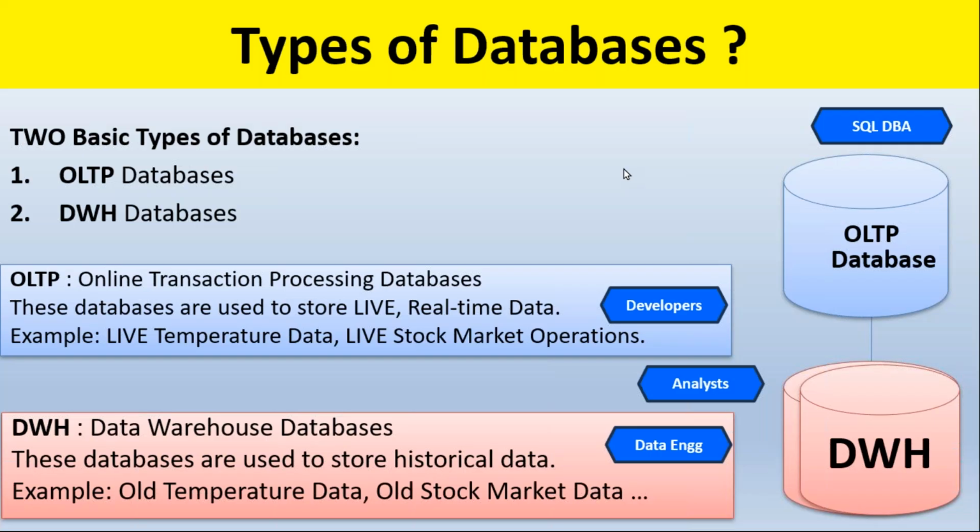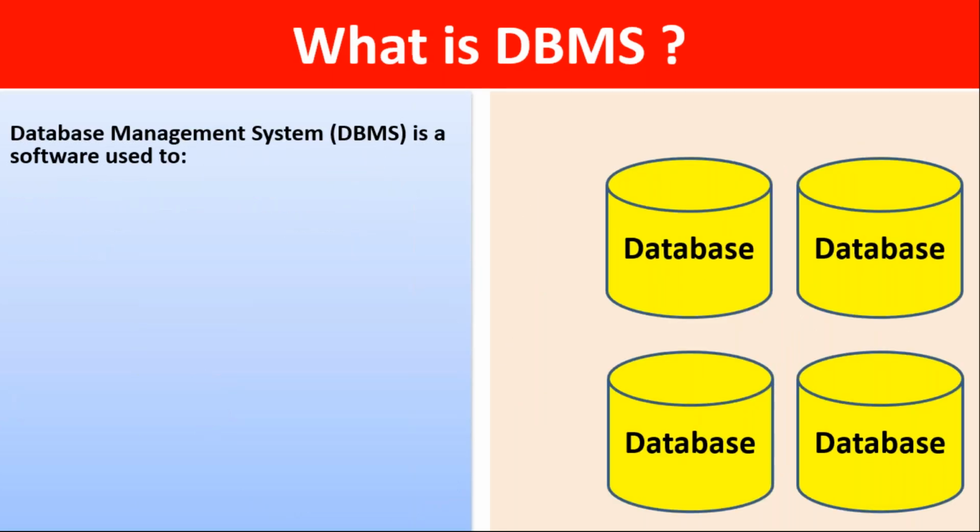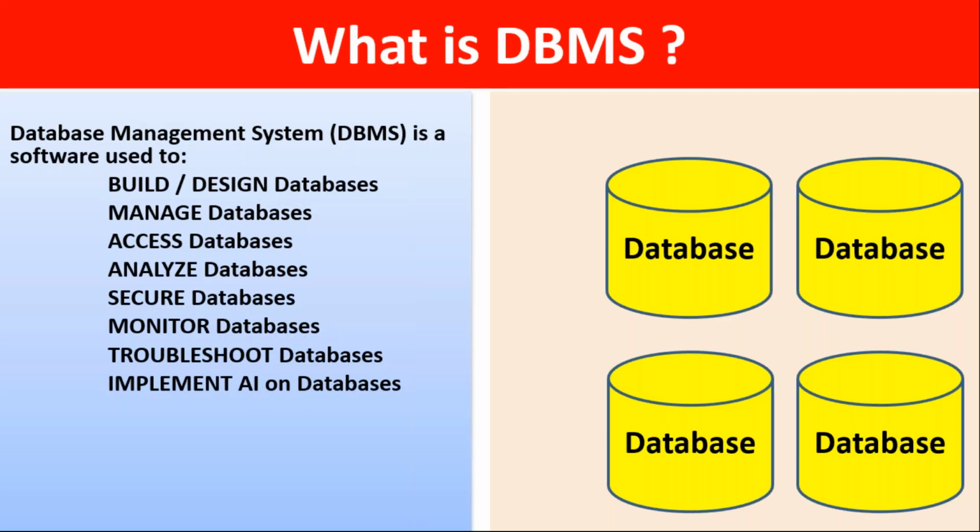From here, to touch the database, to interact with the database, right from saying hello to the database to making the database dance to your tunes, everything we need is SQL. Structured Query Language. Remember, every touch on the database needs SQL. So you, me, our colleagues, everyone needs SQL. To work with SQL, we need software called DBMS. Remember, a new term for us, DBMS. Database Management System. To build and design databases, we need a DBMS. To manage, access, analyze, secure, monitor, troubleshoot, implement AI, we need a database management system, DBMS.